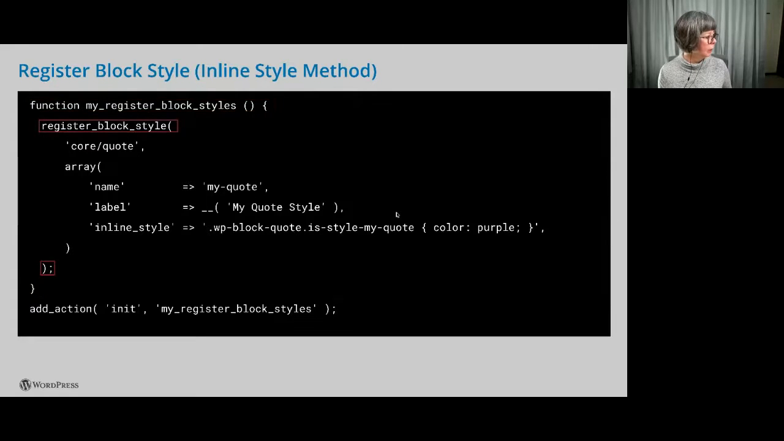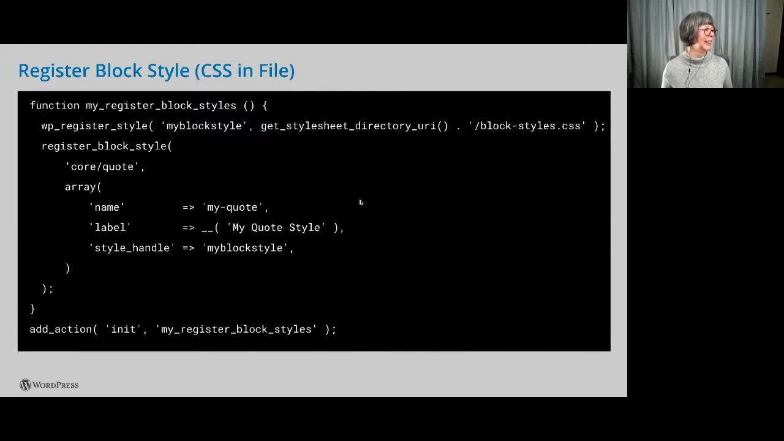Another example, I should have used my transitions as I went through all that. Forgot about those. Okay, so here is a CSS file instead. Again, we're going to open up our custom function. We're going to register a style. We're going to give that style a name. We're going to tell it where the style file is located.